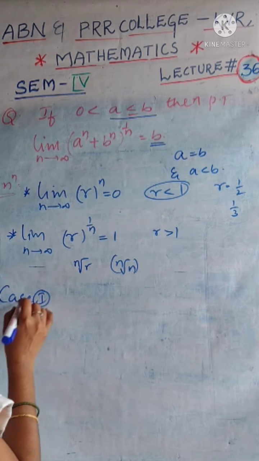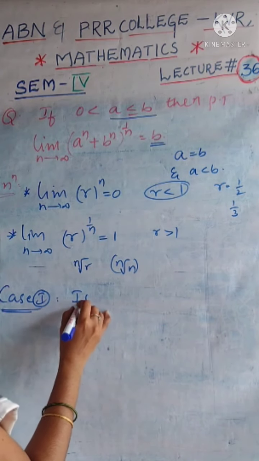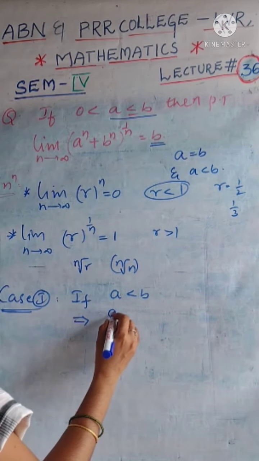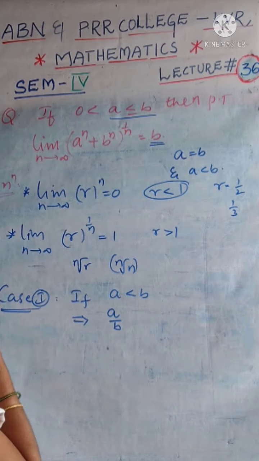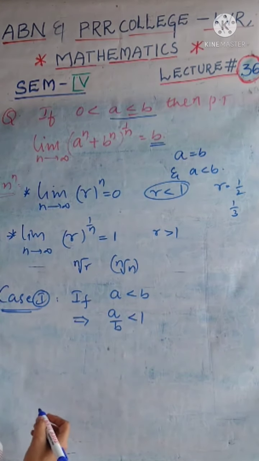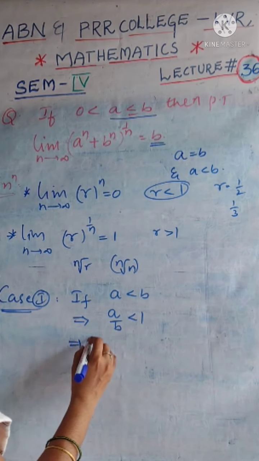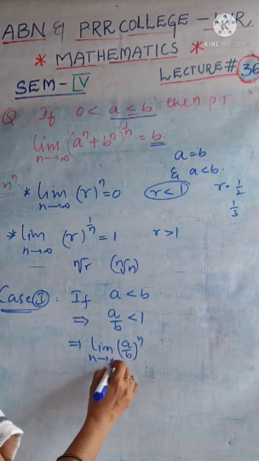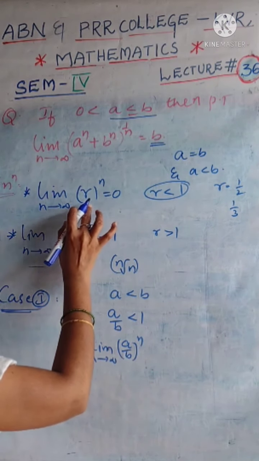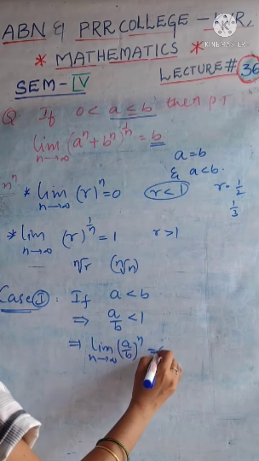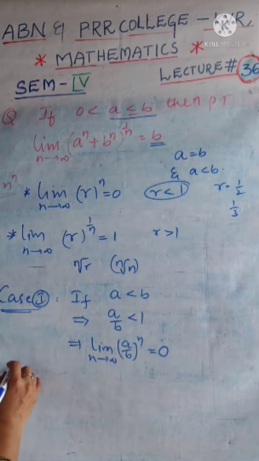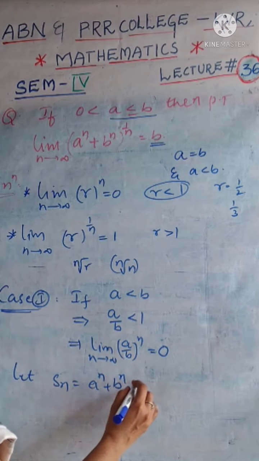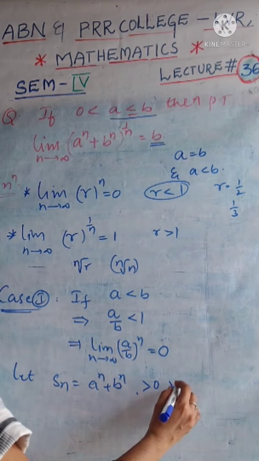Case 1. Let us suppose that a is less than b. Whenever a is less than b, by dividing both sides with b, we get a/b is less than 1. That means the limit of (a/b)^n when n tends to infinity is of the form r^n. What is this value? Obviously 0. Remember this. Let Sn be equal to a^n + b^n. Obviously this is a sequence of positive terms.